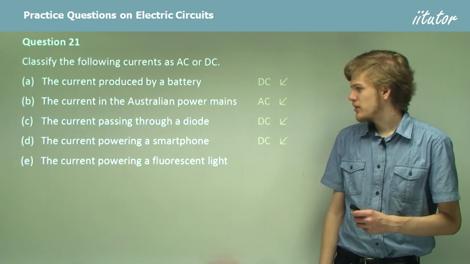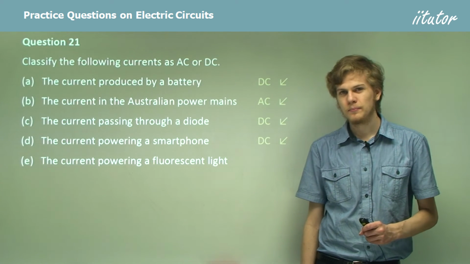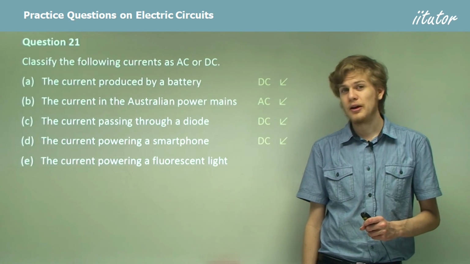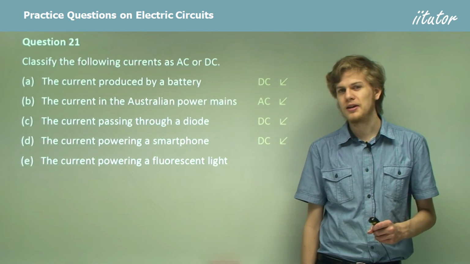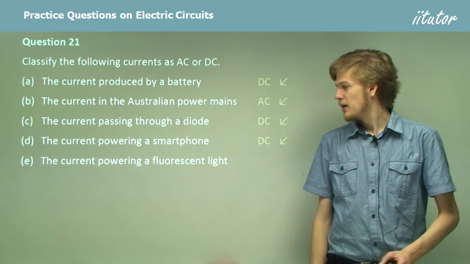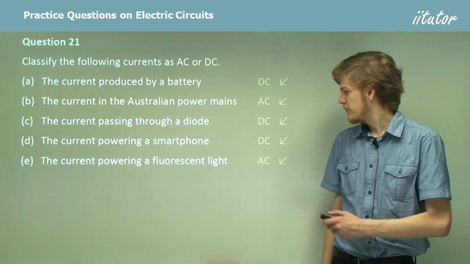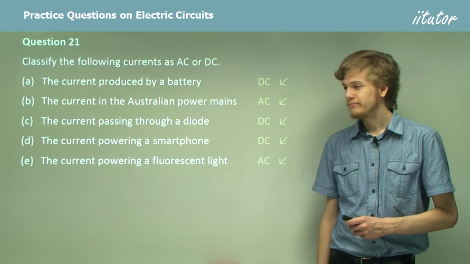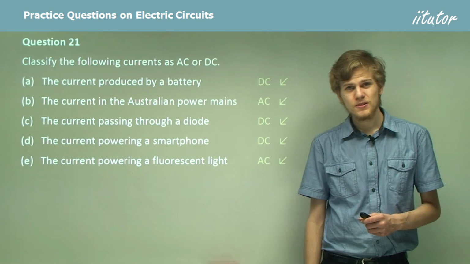Finally, what's the current powering a fluorescent light? Does a fluorescent light use a battery? Well, I've never seen one that has. So it must be connected to the Australian power mains, and this means that the current going through it is AC. So that's the end of the questions.